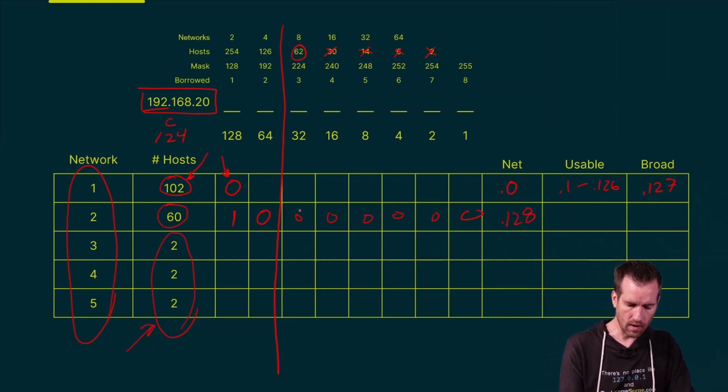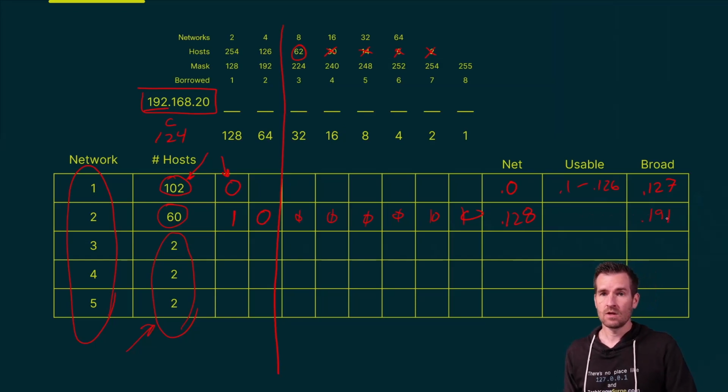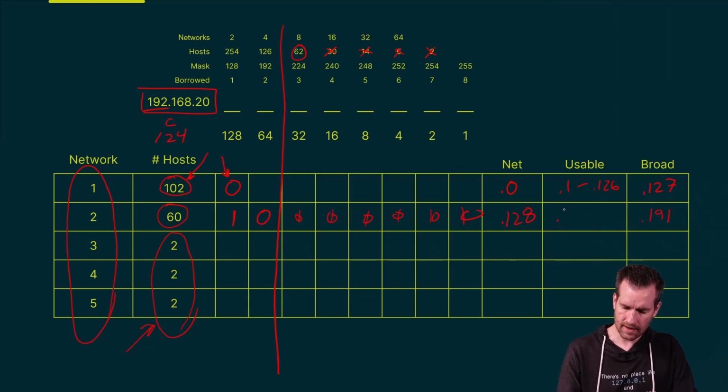If I had all 1s for the host bits, so switch these all to 1s here, I'd add up 128 plus 32, 16, 8, 4, 2, and 1, and that would come up with a 191. So my usable range for that is 129 through .190. All right, so there we have it. Okay, I'm going to delete some of my markings here.